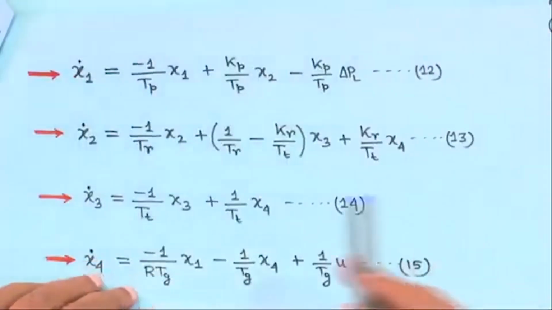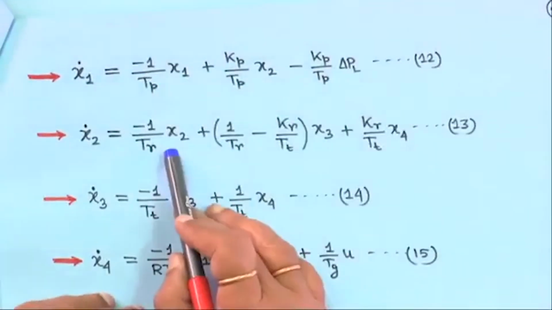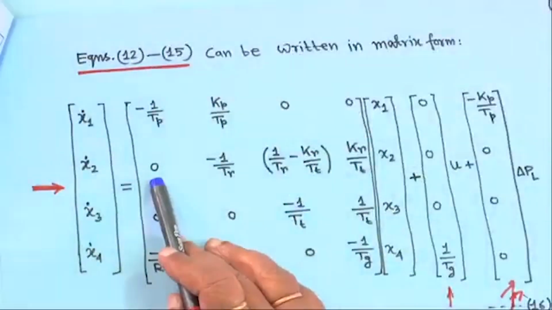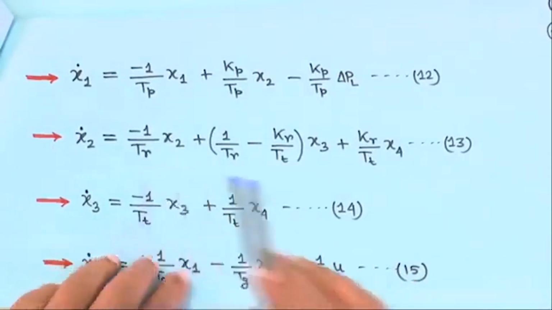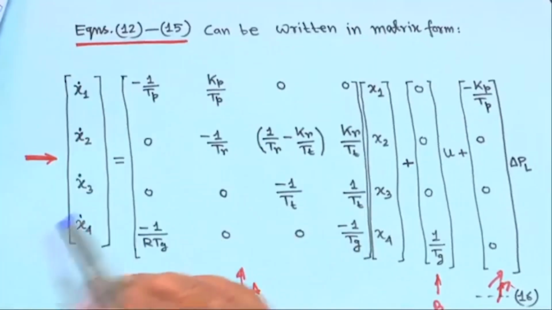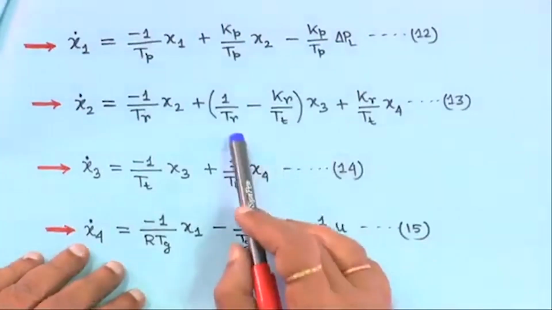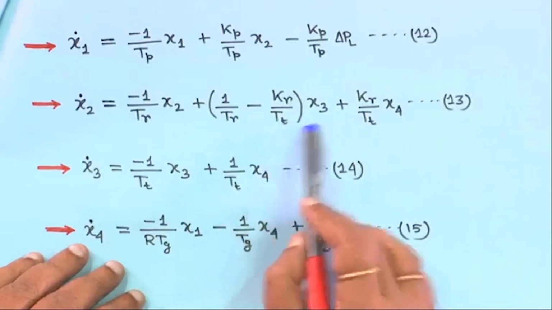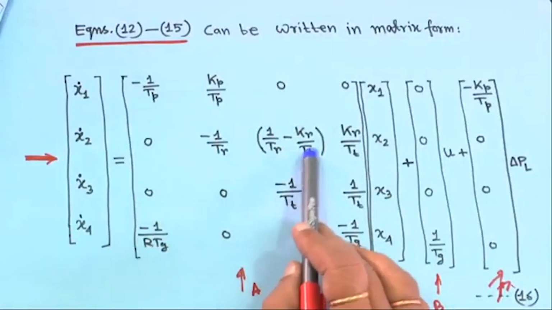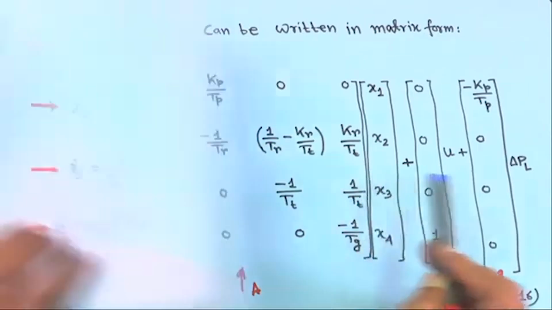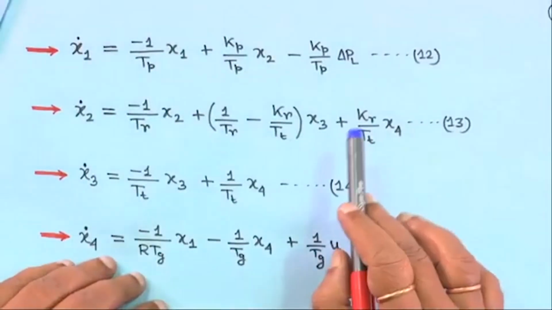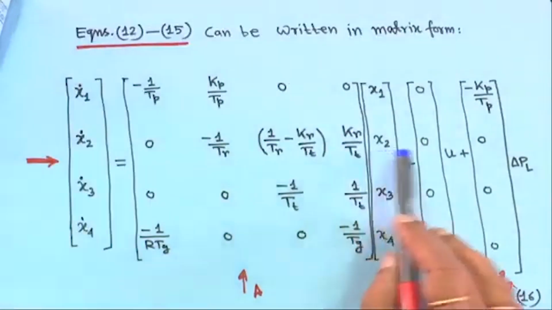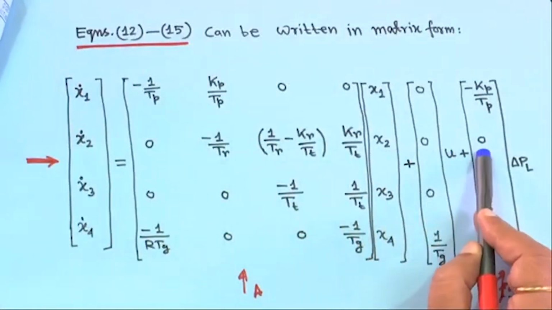Similarly, for x2 dot, x1 is not involved here, so it is 0. Then x2 has minus 1 upon Tr. Then the third term is 1 upon Tr minus Kr upon Tt x3, and the fourth term is Kr upon Tt x4. There is no u term and no disturbance term, so these are 0.